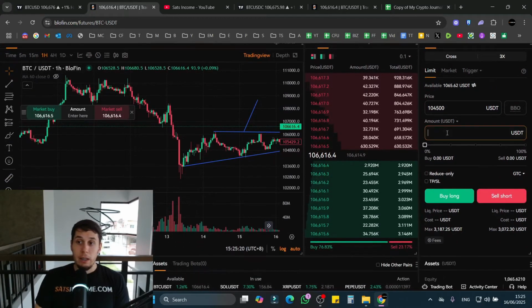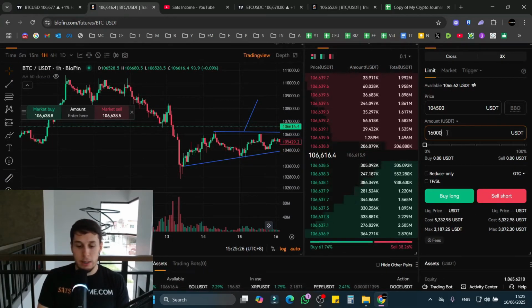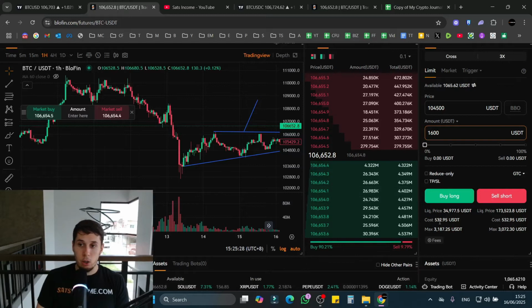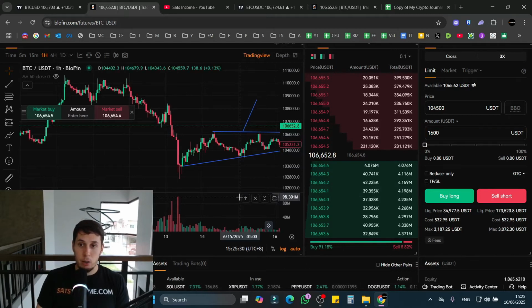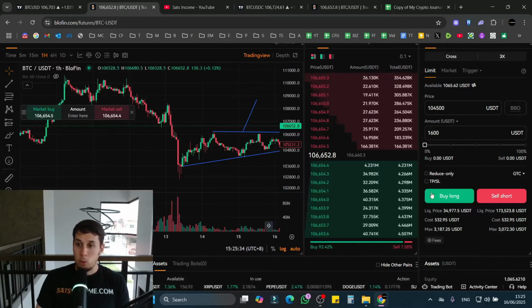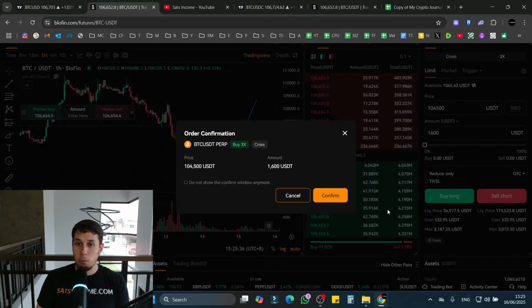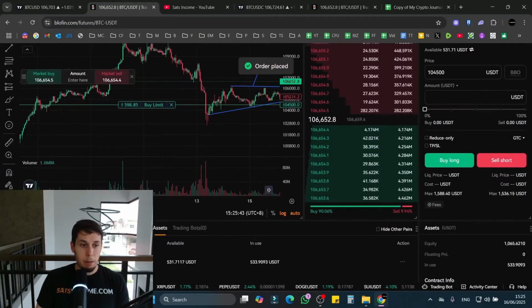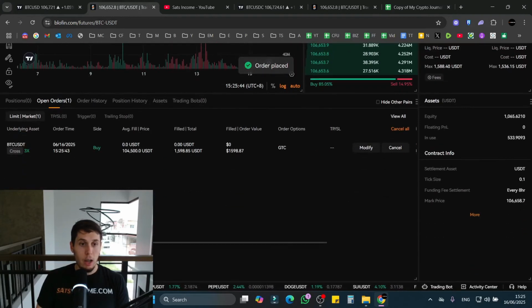So now last thing that you have to do is add here the amount of capital that you want to put in this trade. Let's say $1,600, right? So you have this scenario again. You want to buy BTC when it goes down here to this trend line. So you're gonna click on buy and confirm, and bam, you're gonna have the order, open order right here. You guys can see it.